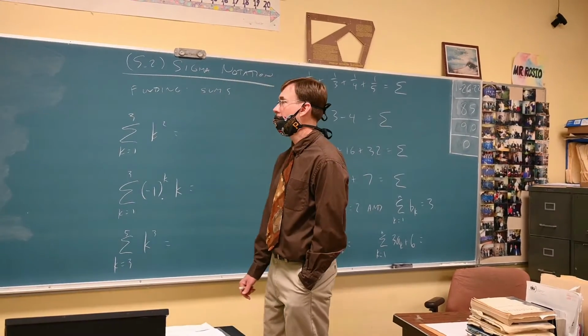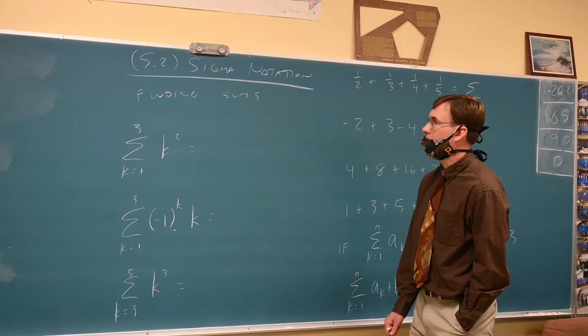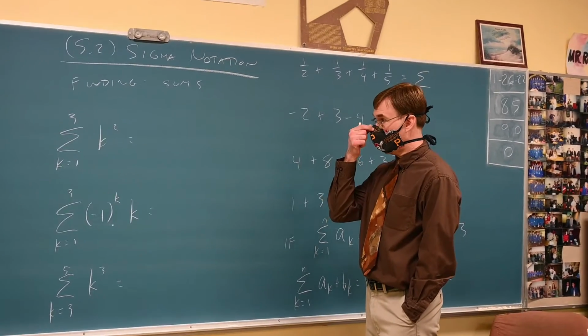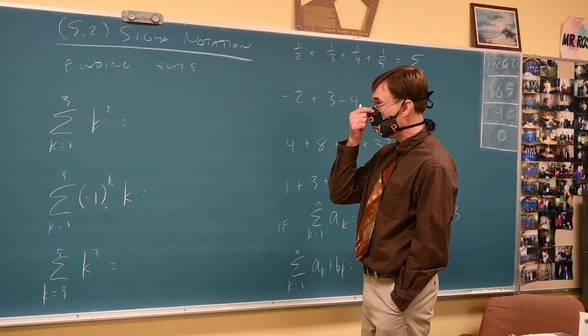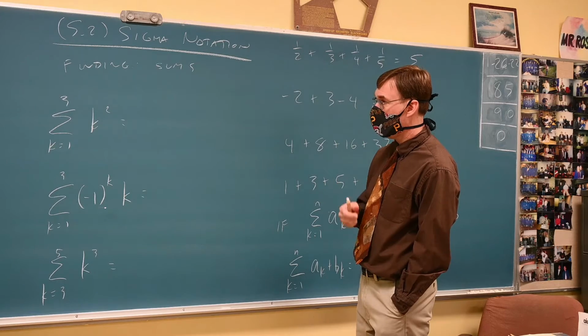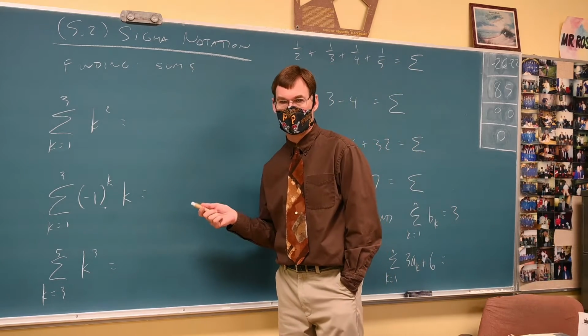Okay, so 5.2 is about a thing called sigma notation. Sigma notation is a thing we use to find sums. When you had trig, it's likely we did some stuff with sigma notation.